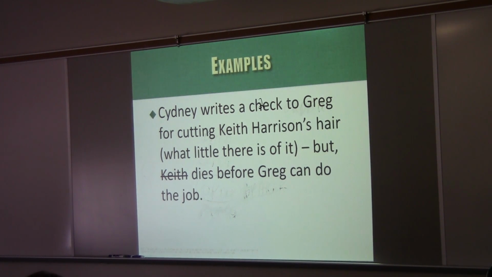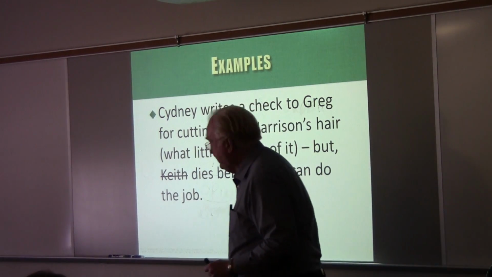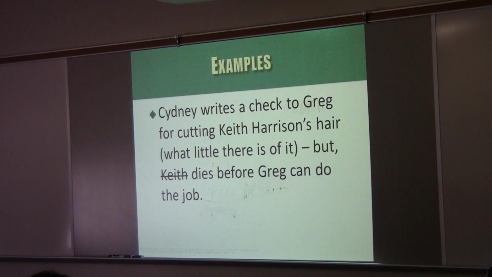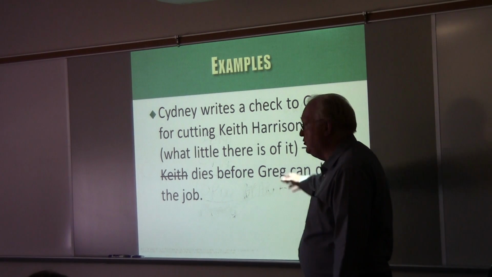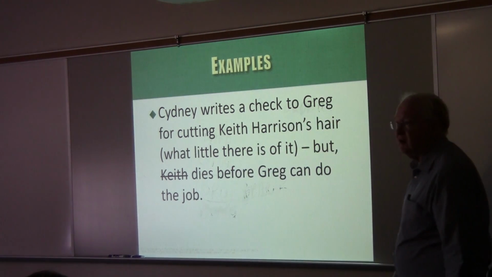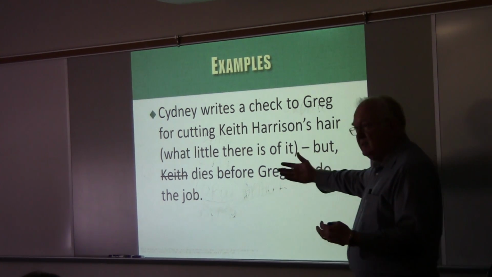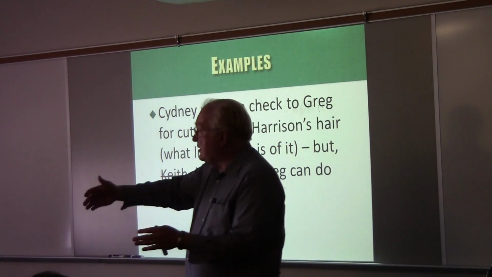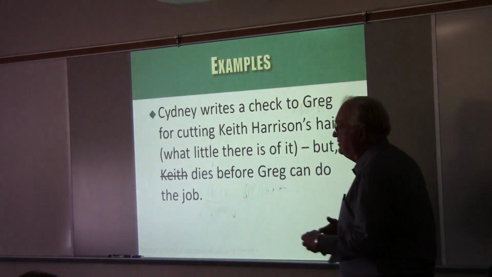Cindy writes a check to Craig for cutting Keith Harrison's hair, all 3 strands. But Keith dies before Craig can do the job. So, Cindy, what do we have here? Is this a negotiable instrument? Yes. What do you think, Greg? Did you take it for value? No, because you haven't done it yet. Therefore, this is not a negotiable instrument because it fails the value test. Notice, Sidney, this would be consideration, Craig's promise to cut Keith's hair, but it's not.